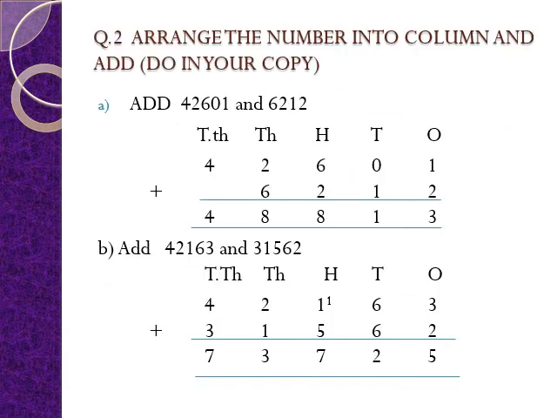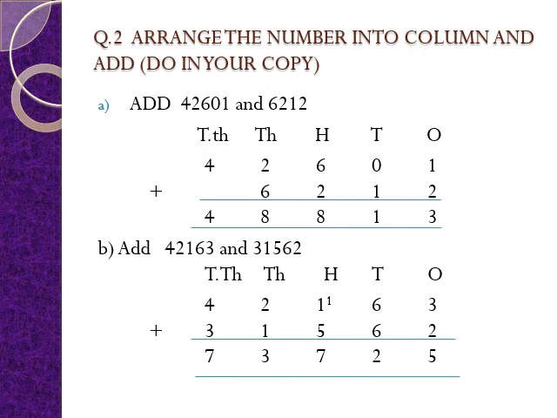Exercise 3.5, part 2. Question number 2, you have to do it in your copy. So the first question is, add 42,601 and 6,212. At first I have told you, you will write in this way. First you have to put it in your place value chart. Then put the numbers, then add. So first we come to the ones place. There 1 plus 2 is 3. Then the 10s place, 0 plus 1 is 1. So the 100s place, 6 plus 2 is 8.